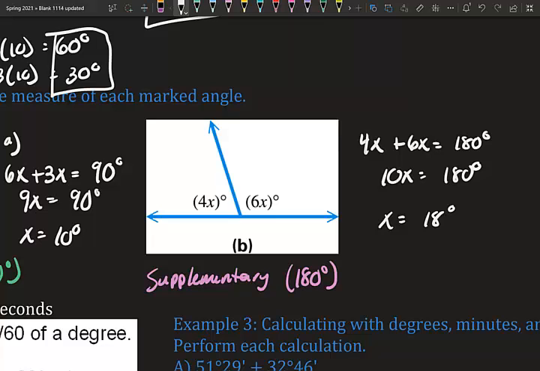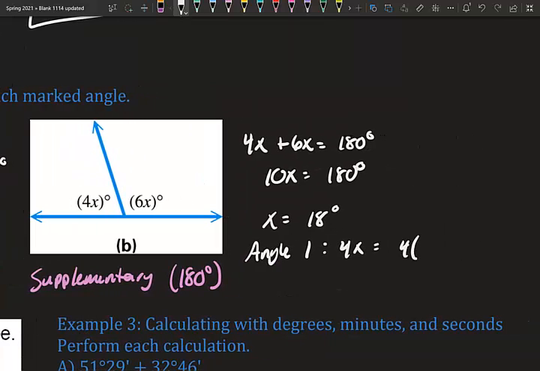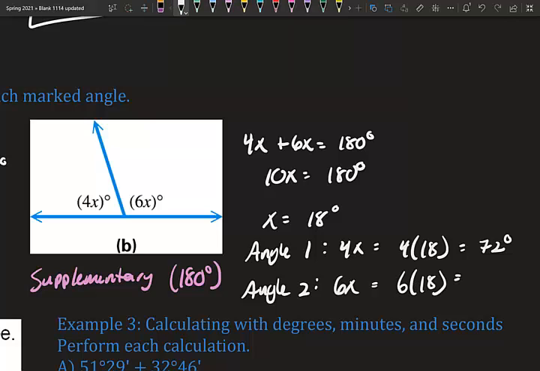So just like before, we have to go ahead and plug it into both angles. So for angle 1, we have 4x, so 4 times 18, and we get 72 degrees. Now let's find angle 2. It's 6x, so 6 times 18, and we get 108 degrees.